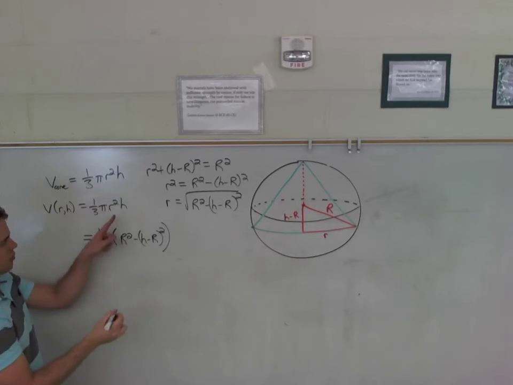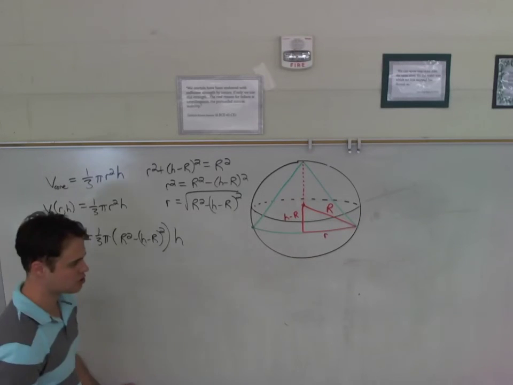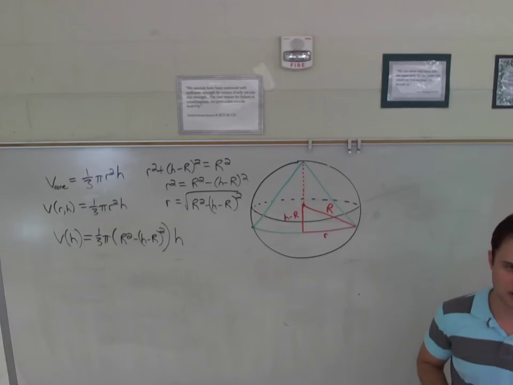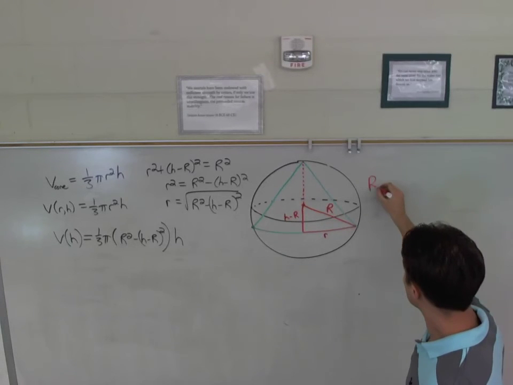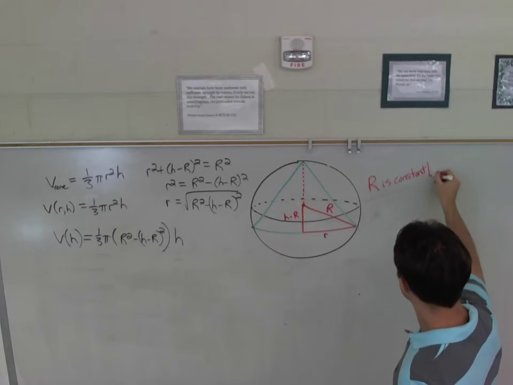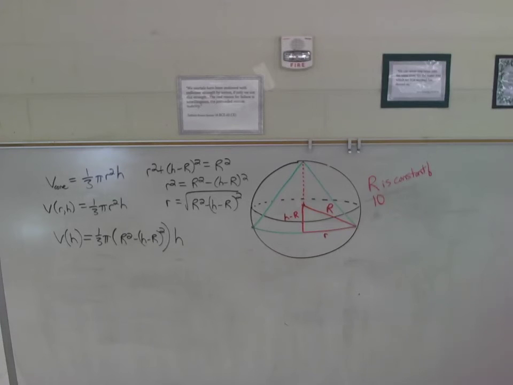So we've got that thing, and then we've still got an h. So this is a function of what now? Only of h. What you've got to keep in your mind, and you probably want to put it somewhere, is that it's not a function of big R, because big R is constant. If you want, think about it as 10, just so you can be thinking about it as constant, okay?